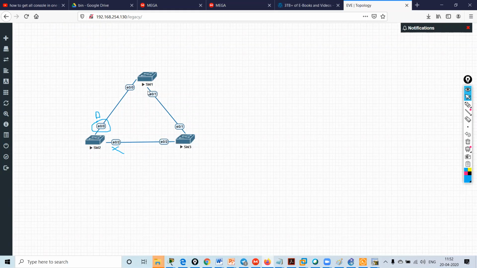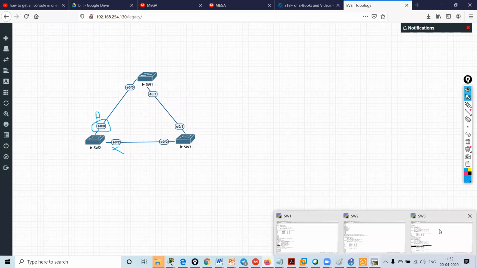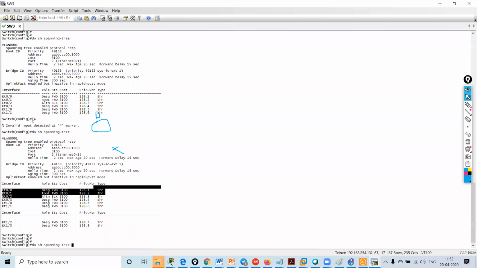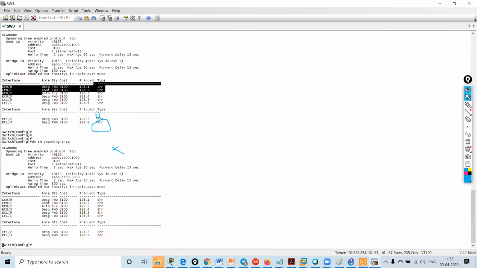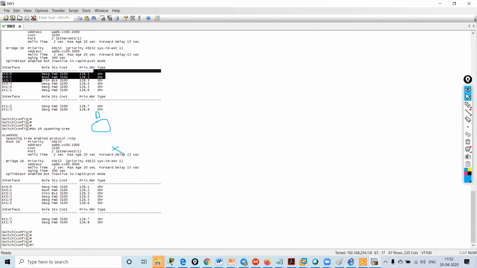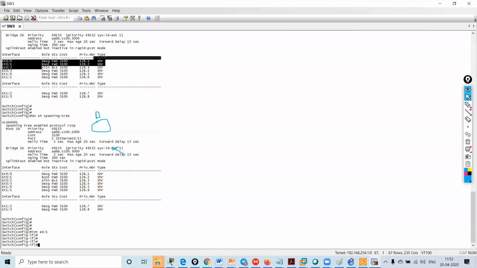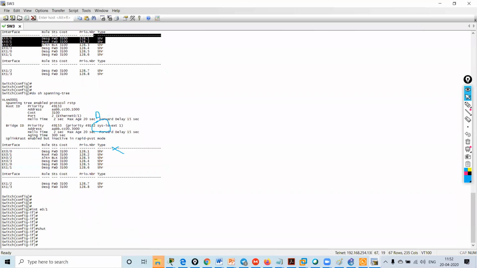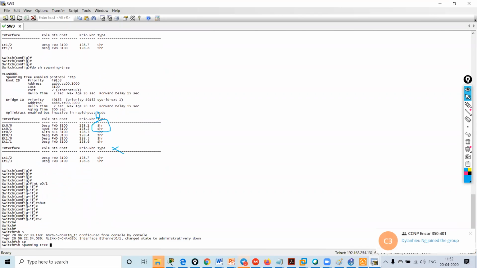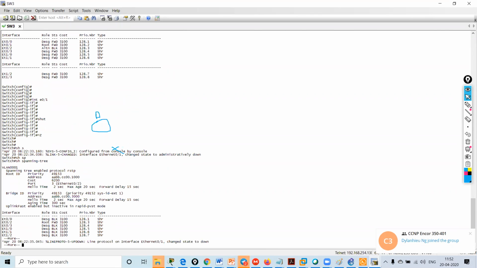Now, if this link goes down, this Ethernet 0/1, then this link will come up within 30 seconds. It will go through the listening and learning states. So, interface Ethernet 0/1 shut. Show spanning tree.